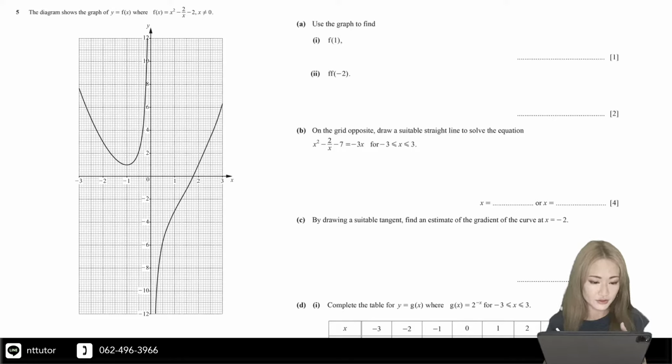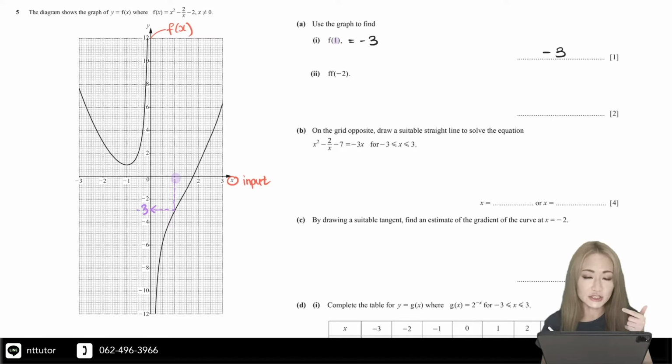In order to use the graph, this graph shows the function f on the y-axis, and the x-axis is the input of the function. So we want to find f(1). That means we need to go to 1 on the x-axis, draw a vertical line, and it hits the graph right here, which corresponds to a y-axis value of minus 3. Therefore, f(1) is equal to minus 3.